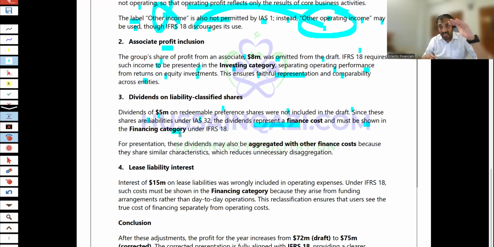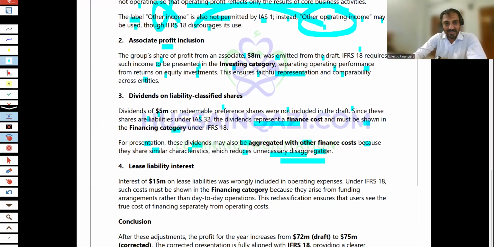First thing is the category. Second point, can we aggregate with other finance costs? Here is the answer. For presentation, these may also be aggregated with other finance costs because they have similar characteristics, which avoids unnecessary disaggregation, not overburdening. Bill number 2 from the restaurant, that's overburden.